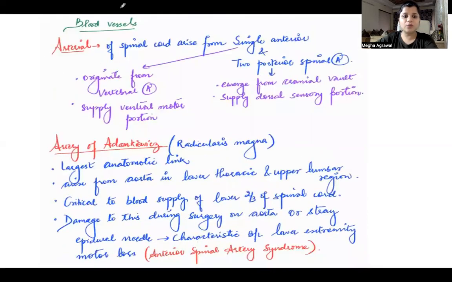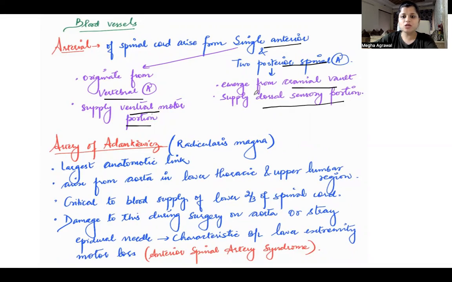Now we come to blood vessels. The arterial supply of the spinal cord arises from a single anterior and two posterior spinal arteries. So anteriorly, there is only a single artery, posteriorly two. This single anterior artery originates from the vertebral artery and supplies the ventral motor portion. And the two posterior arteries emerge from the cranial vault and supply the dorsal sensory portion.